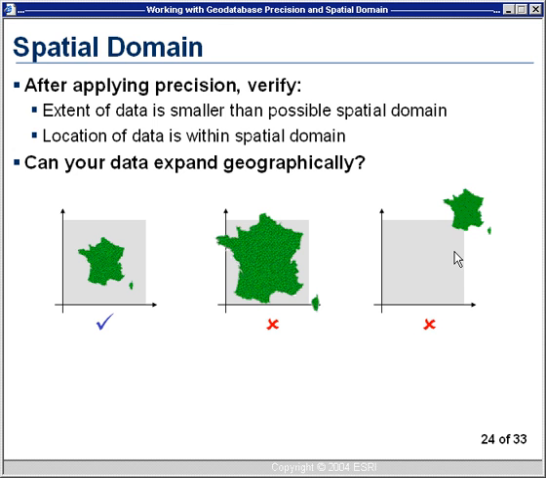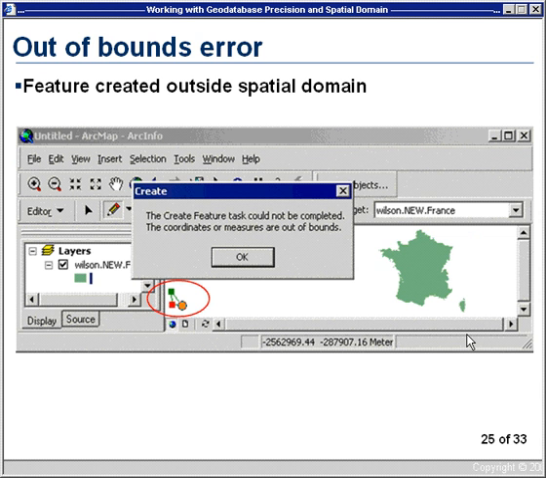In the third example, the precision is correct. However, the location of the data is outside of the spatial domain. This third example is actually something that some editors in the audience may be acquainted with. If you have ever found yourself editing a feature class and trying to create a feature, so I was trying to create a feature right here in my friend's feature class, and then all of a sudden I got this error: The create feature task could not be completed. The coordinates or measures are out of bounds. This means that you're trying to create a feature outside of the spatial domain of this feature class.